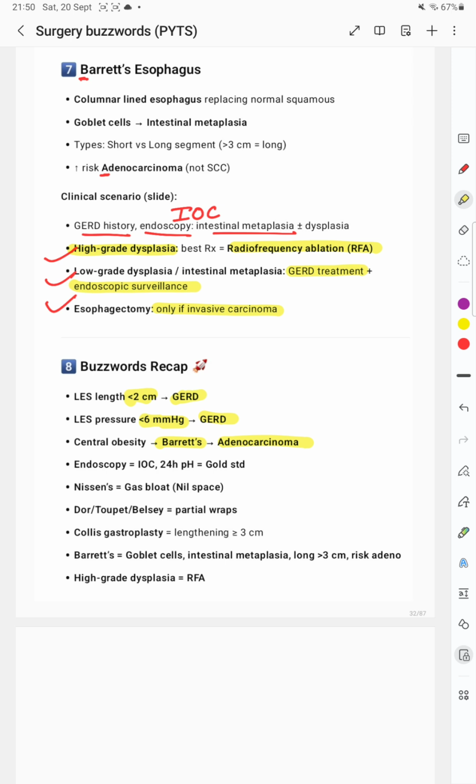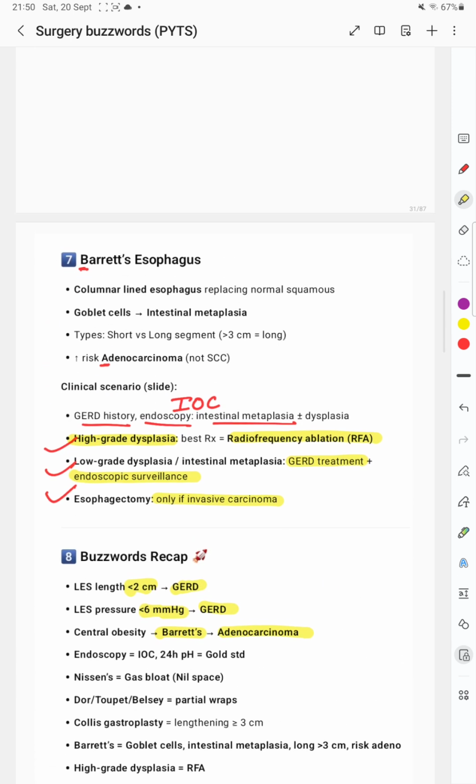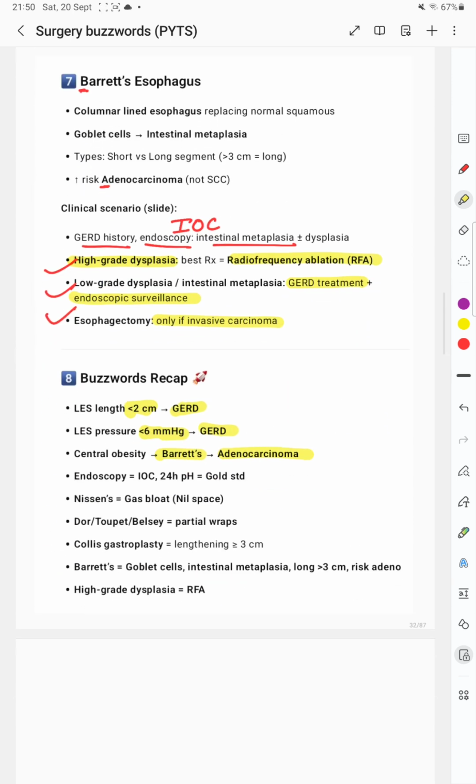So what is the complication? Gas bloat syndrome. Among the partial wraps, we have Dor, 180 anterior; Toupet, posterior, 180 to 270; and Watson is almost the best, 270 but anterior. Collis gastroplasty: here we are creating a new esophagus, lengthening by more than or equal to 3 centimeters.